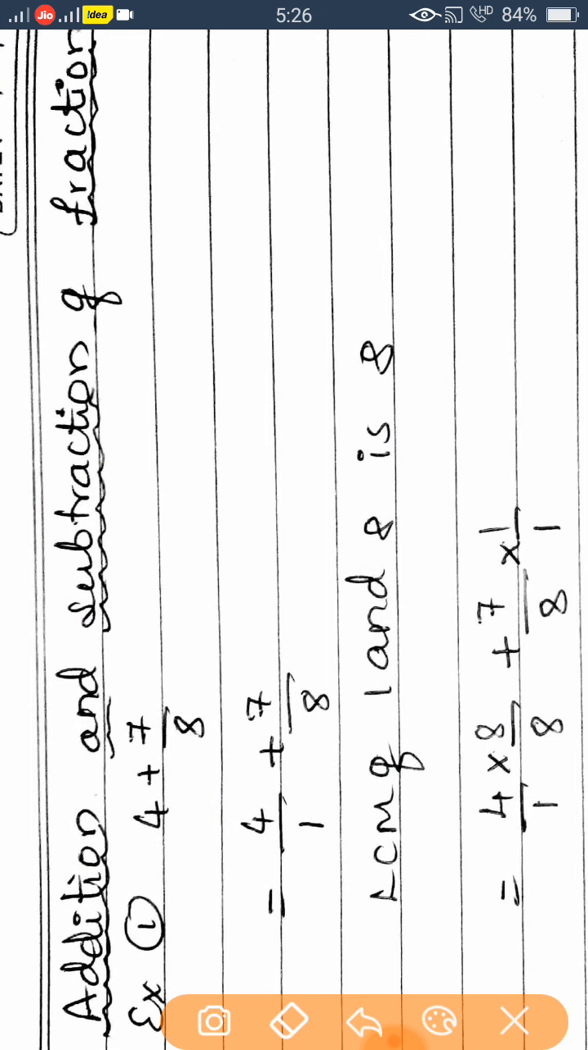So 7 by 8. See, whenever you are going to add and subtract fractions, those should be like fractions. Why should these be like fractions? It means the total number of parts should be the same, then only we can add the number of parts. In a whole, the total number of parts should be the same. But here the total number of parts is 1, here it is 8. We cannot add easily. So what to do?